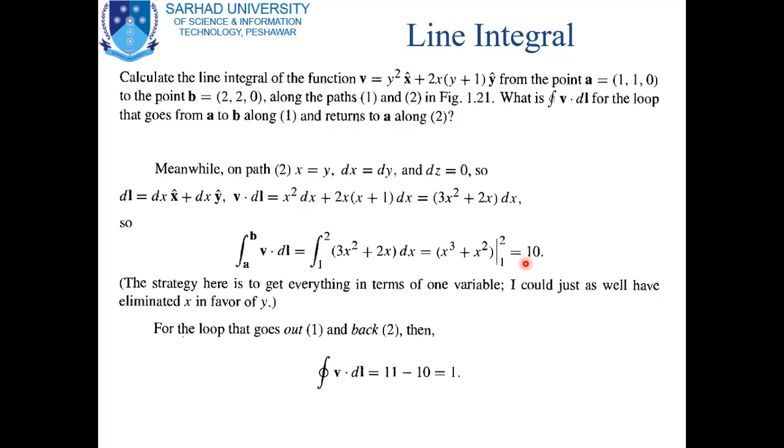and our answer will be equal to 10. So now we compare these two integrals, or we compare these two answers along different paths. Path 1 will give us 11, and along path 2, which is the direct path, the line integral has an answer equal to 10. So these two paths have different answers, so we can say that the given function v is a non-conservative function.